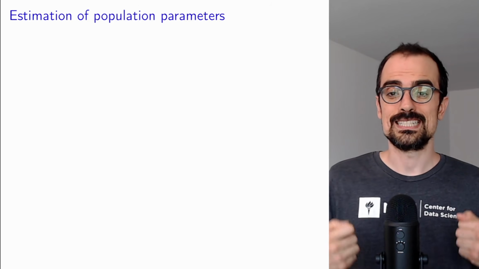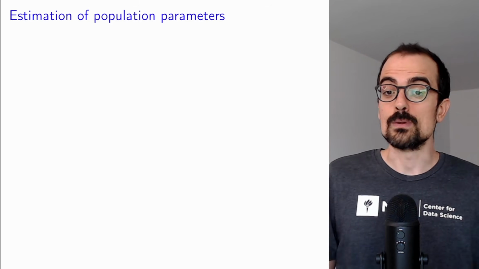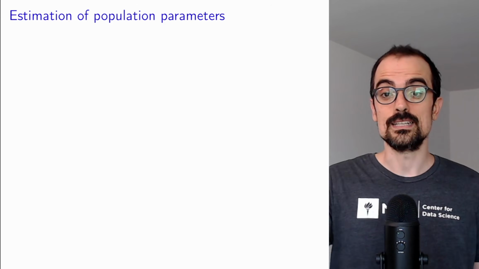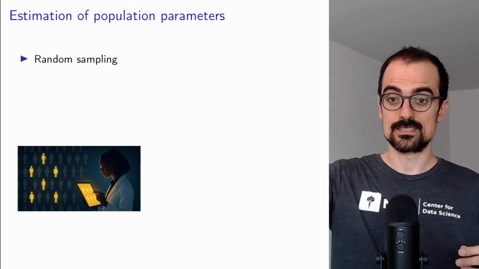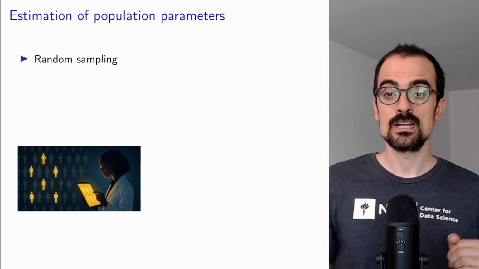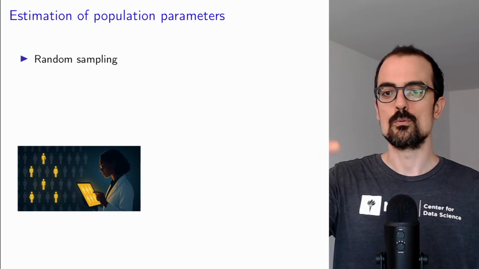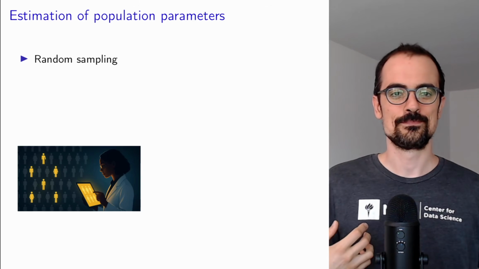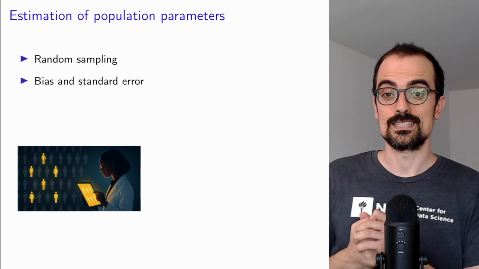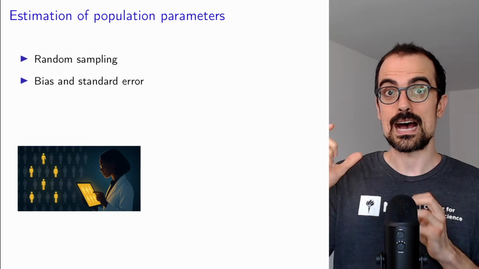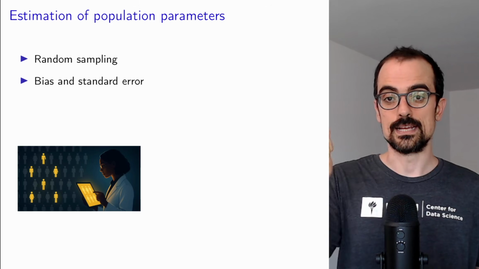Estimating population parameters is a super important problem in many scientific domains. For example, you might want to estimate the prevalence of a certain disease in a population. And we can achieve this by random sampling, where we pick just some random individuals of the population, we measure them, and then we aggregate this data. The bias tells us the average error of the corresponding estimator, and the standard error tells us how much it deviates from its mean.